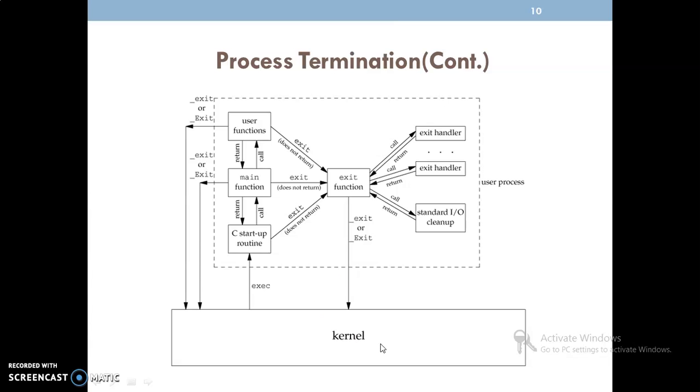Just make the observation as I told. We can terminate either by using underscore exit, capital exit or normal exit here. But the ultimate thing is that we are terminating the process. Keep one thing in mind: when I call the exit function, some cleanup process takes place. In turn, it will call underscore exit. Keep that in mind here.